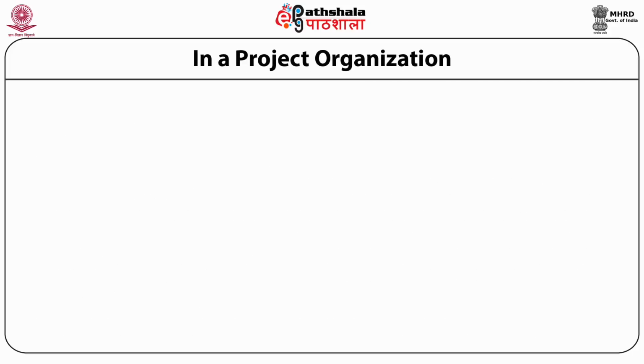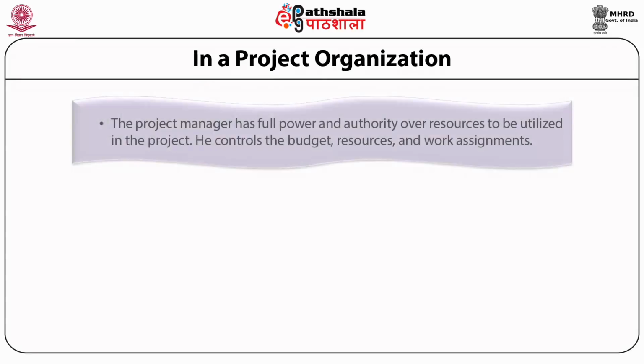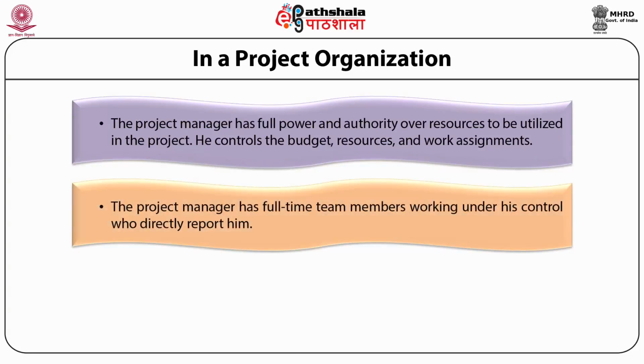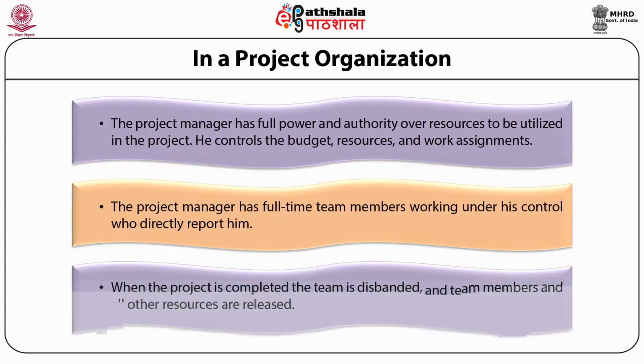In a project organization, firstly, the project manager has full power and authority over resources which are to be utilized in the project. He controls the budget, resources, and work assignments. Secondly, the project manager has full-time team members working under his control who directly report to him. Thirdly, when the project is completed, the team is disbanded and the team members and all other resources are released.